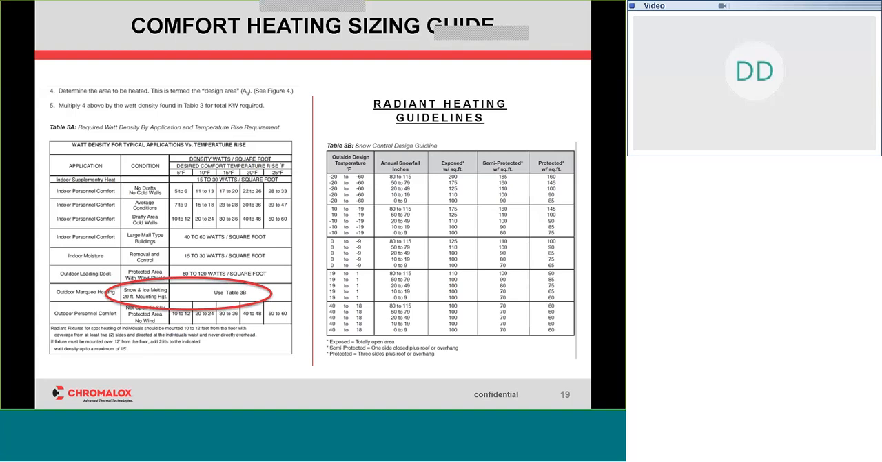It's in the PDF I'm going to send you. It's on our website. It's even in the back of our catalog. Again, look how much higher the watts per square foot are on this chart on the right. That's significant. But that is based on your outside design temperatures and snowfall. Where do you get those? You get those from those charts at the very beginning.